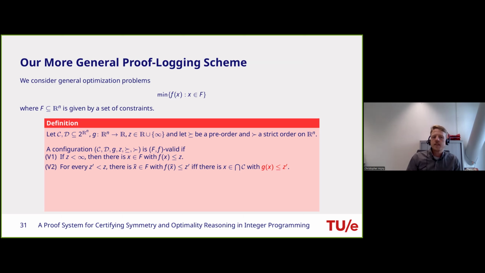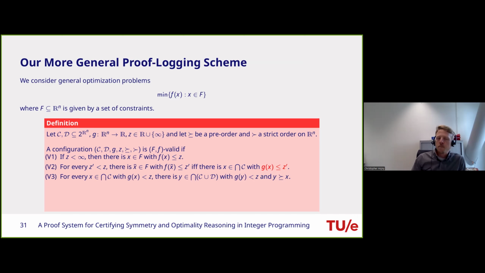Whenever we consider any new upper bound z prime: whenever I find a feasible solution in the feasible region which is not worse than this objective value z prime, then this is only allowed to be the case if and only if there exists a solution that satisfies the core constraints and that is not worse than z prime with respect to this new function g. So you can think about this, for instance, as a manipulation of the objective function that arises when we are dealing with certain pre-solving reductions.